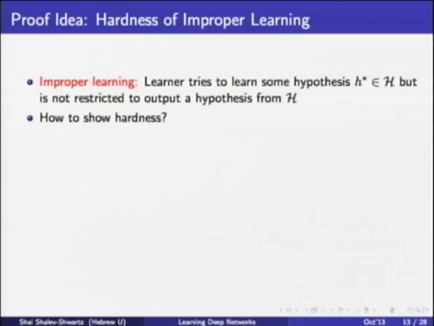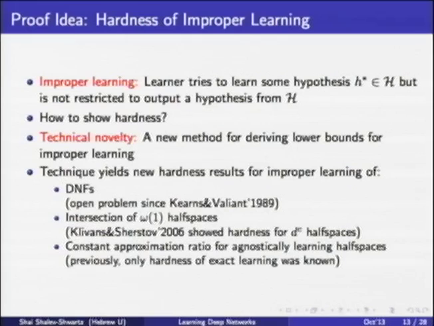Improper learning is that the learner tries to learn some hypothesis H star from H. In our case, capital H would be the class of neural networks of depth 2 and little omega of 1 hidden neurons. But the learner is not restricted to output a hypothesis from H. He can build a larger network, overspecify, do whatever he wants. The algorithm can do everything. It just must output a predictor with good test error. Okay, this is the only requirement. So how do we show hardness for improper learning? The technical novelty in this lower bound is a new method for deriving lower bounds for improper learning. It relies on assumptions on average case complexity as opposed to cryptographic assumptions, which were used heavily before.